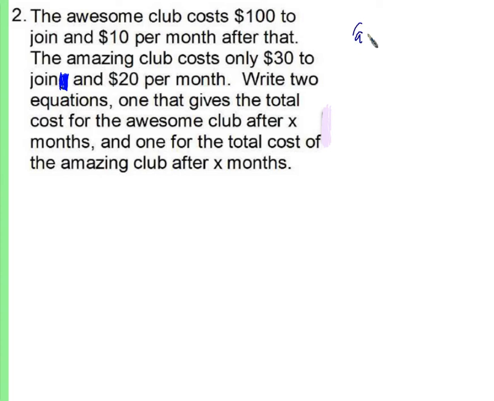So let's say that the first one, the total cost, well, it cost me $100 to start with, and never more will I pay that $100. So that's just set, $100 up front. And we'll pay more, that's $10 times every month, the number of months that I'm a member of the Awesome Club.